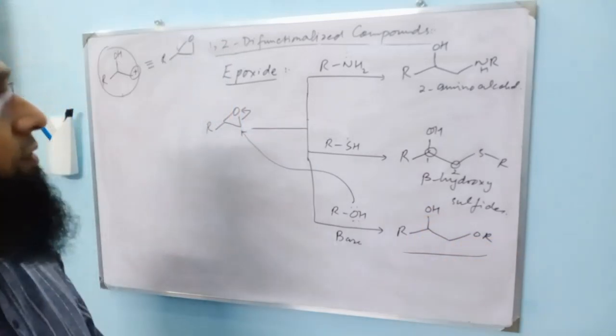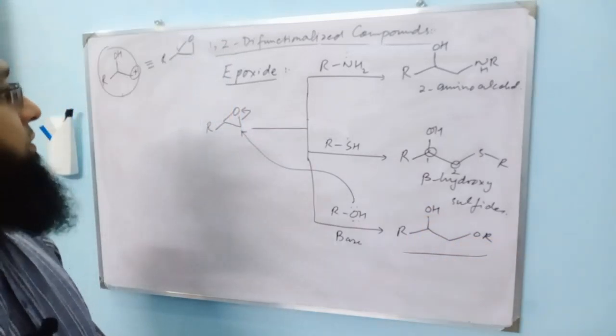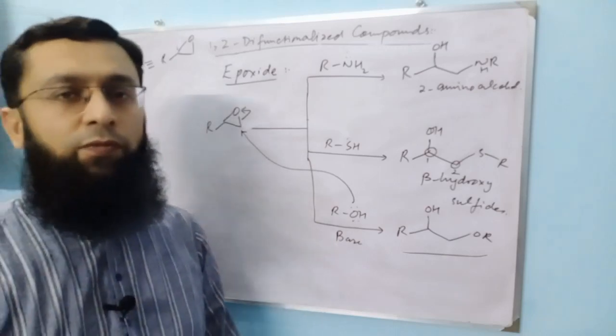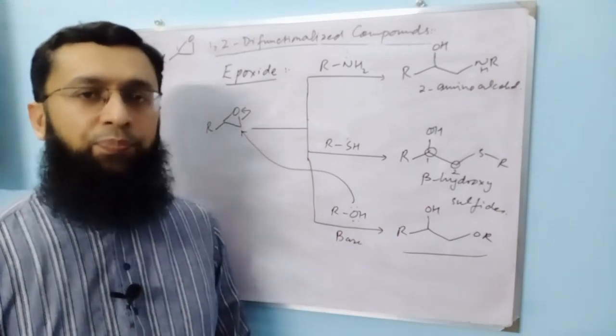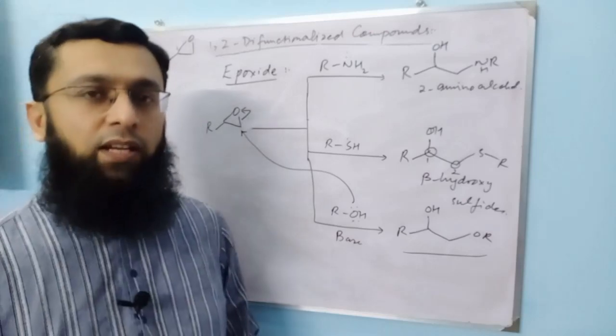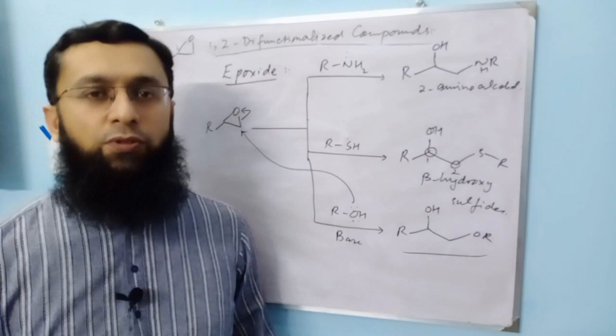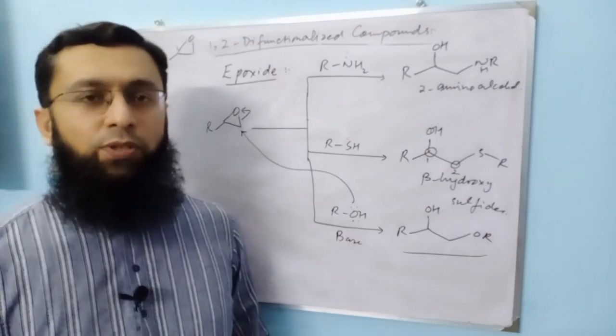So in this lecture we have discussed 1,2-difunctionalized compounds, and we discussed the examples of 1,3-dithianes, use of cyanide, as well as the ring-opening reaction of epoxides for the synthesis of 1,2-difunctionalized molecules. I hope this is all clear to you.